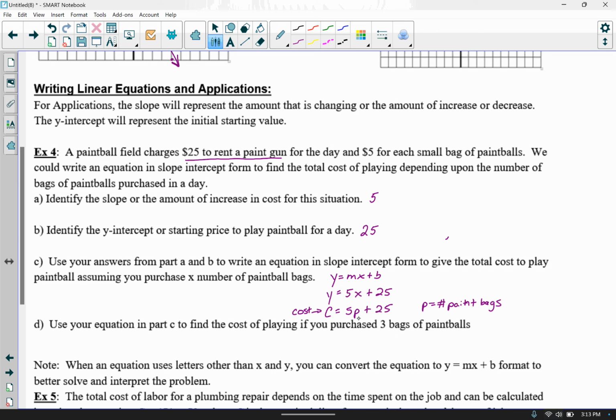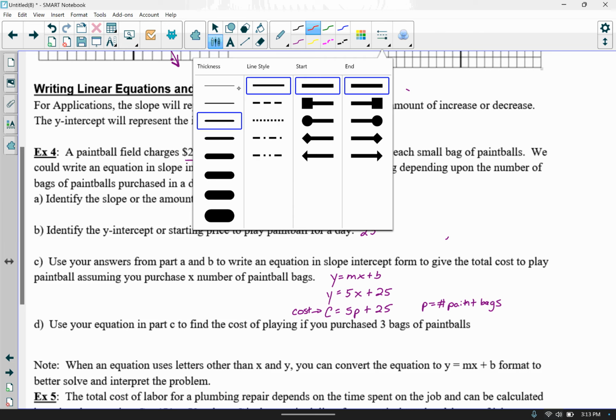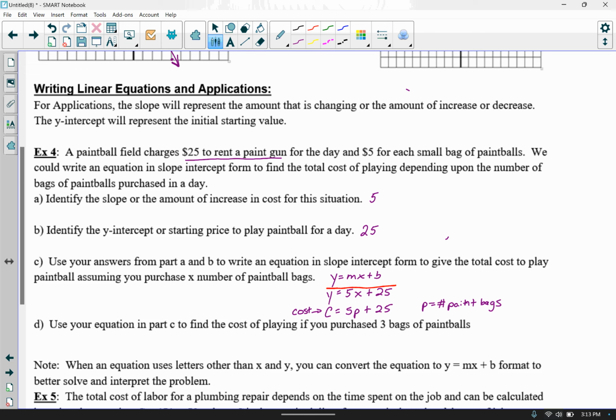And this is where the intuitive letters come into play. It is perfectly fine if you left it in this form, the y equals 5x plus 25. Just know for yourself that the y is representing the cost and x represents the number of paintball bags. So in our case here, we're buying 3 paintball bags, so I'm going to be plugging 3 in for my x or my p. So 5 times 3 plus 25, which would be what? 15 plus 25, which will give us a cost of $40.